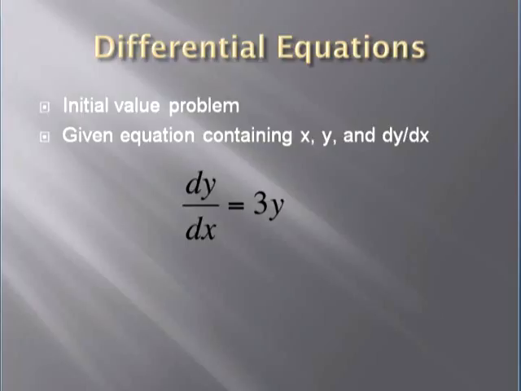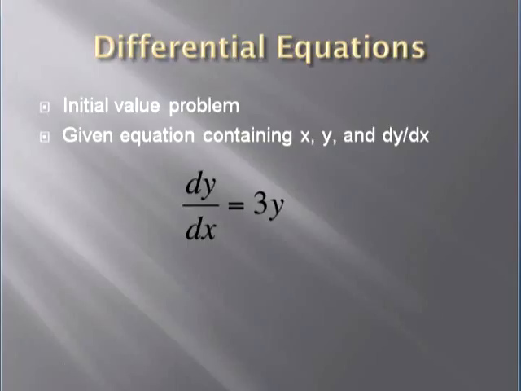And the key for these problems, here's an example, dy/dx equals 3y. The key for these problems is to separate the variables. So in this case, we only have one variable, but if there had been another term with an x in it, you want to keep the y's on one side of the equation and the x's on the other side of the equation.